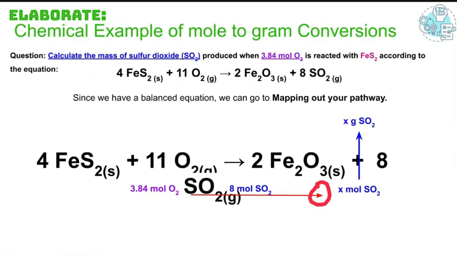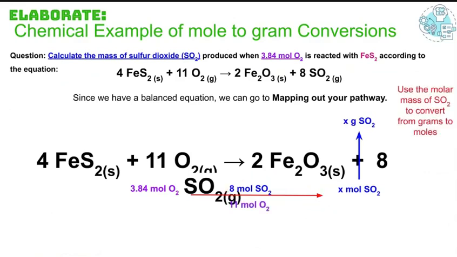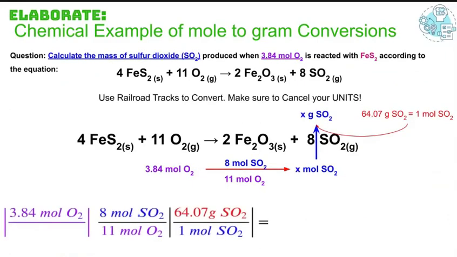From our balanced chemical equation, we're going to use our 8 moles of SO2 on the top of our arrow. And on the bottom of our arrow, we're going to put what we started with, so moles of O2. Once we get to moles of SO2, we need to use the molar mass of SO2 to convert to grams. The molar mass of SO2 is 64.07 grams of SO2 equals 1 mole of SO2.